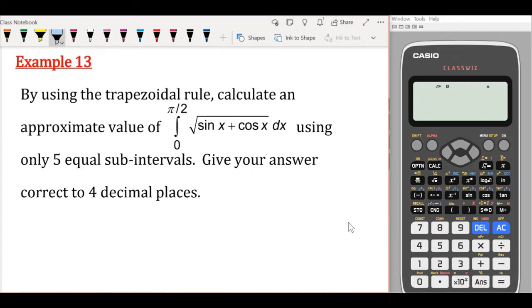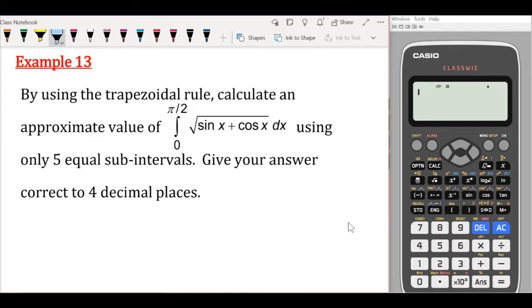So let's do an example to check our understanding of the trapezoidal rule. By using the trapezoidal rule, calculate an approximate value of the integral from 0 up to pi over 2 of sec of sine x plus cos x dx, using 5 equal subintervals. Give your answer correct to 4 decimal places. Okay, if we check the function sec of sine x plus cos x, it's quite tedious to integrate this function. That's why we decide to use the trapezoidal rule.